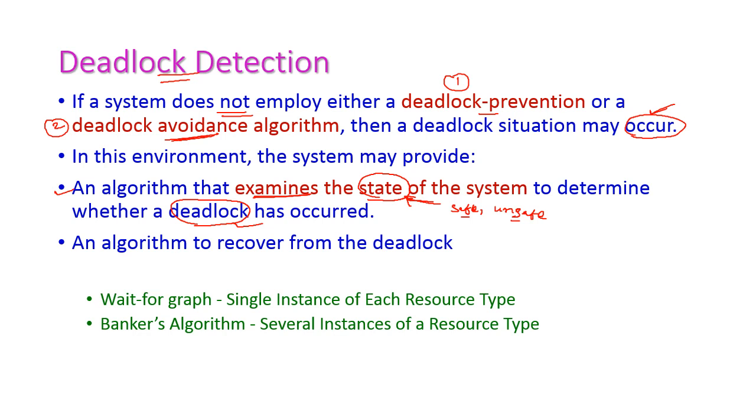Here the algorithm has two types. The first type is the wait for graph. Wait for graph is used if the system resources have only single instances. That is, if all the system resources have only single instances, then we can use a wait for graph. And the next one is the Banker's algorithm. If the resources have several instances, then we can use the Banker's algorithm.